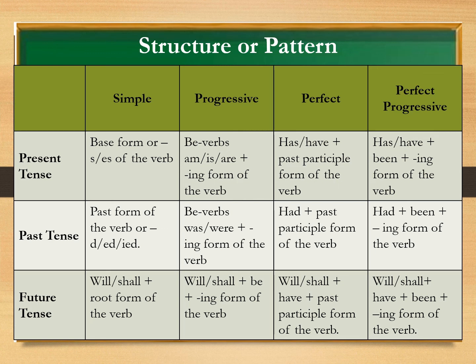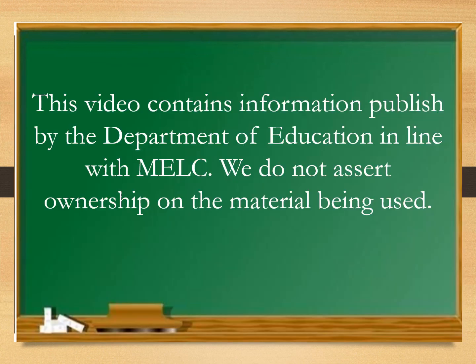And for the future perfect tense, we have will or shall plus have plus the past participle form of the verb. And for the future perfect progressive tense, we have will or shall plus have plus been plus the -ing form of the verb. So, that's all for now.